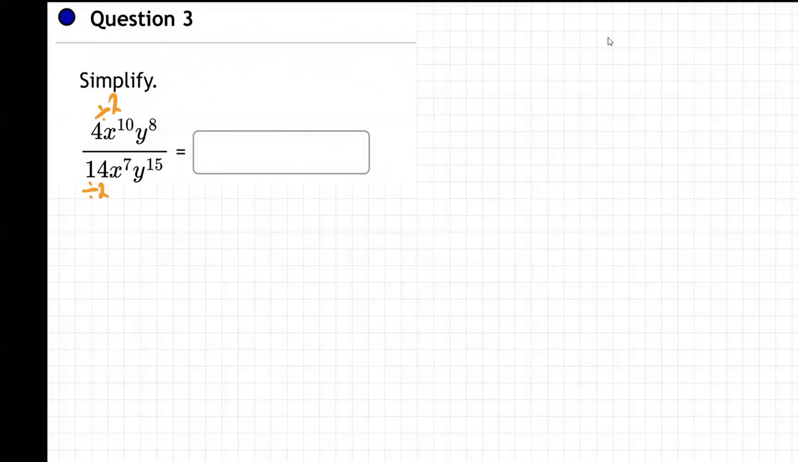So what will that leave us? Well, 4 divided by 2 is 2, and 14 divided by 2 is 7. So first off, do that. And then it comes to the x's.